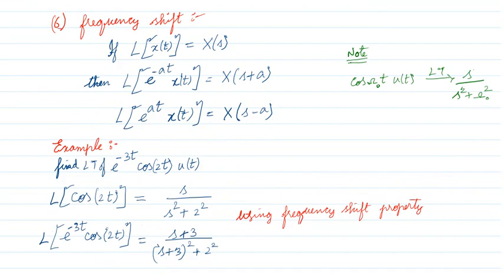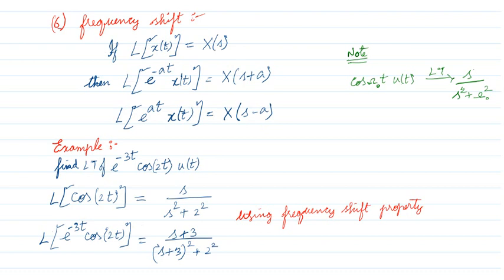The next property is the frequency shift property. What is the frequency shift property? If the Laplace transform of x of t is X of s, then e power minus at x of t is equal to X of s plus a. If there is an exponential term in the time domain, it shifts in the frequency domain. If it is e power minus at, here it becomes s plus a. If it is e power at, here it becomes s minus a.